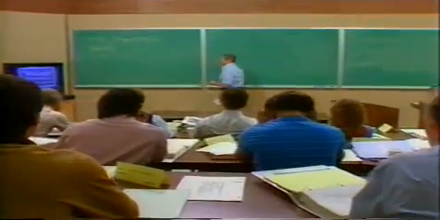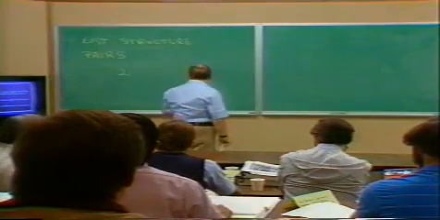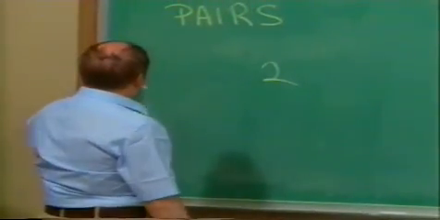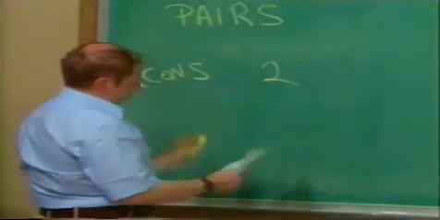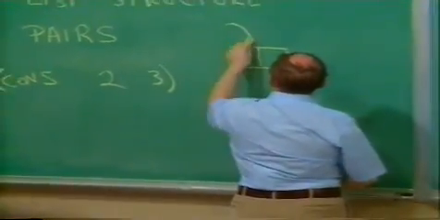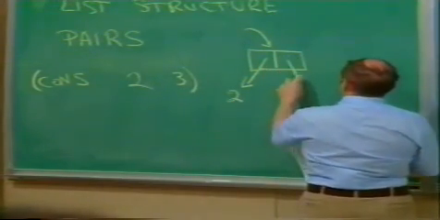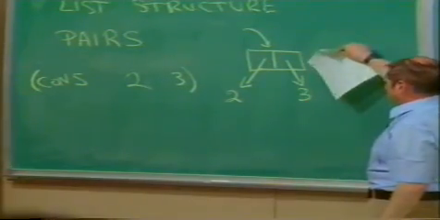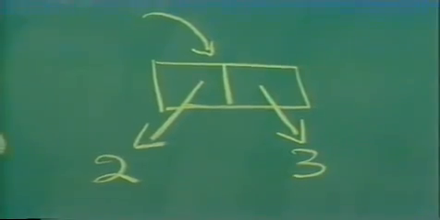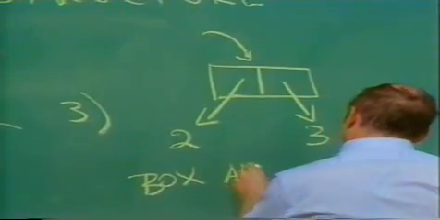There's also a conventional way of drawing pictures of these things, just as we write down a numeral as the conventional way of writing Plato's idea of two. The way we could draw a diagram to represent cons of 2 and 3 is like this. We draw a little box, and this box has two arrows coming out of it, which say the first part of this pair is 2, and the second part of this pair is 3. This notation is called box and pointer notation.